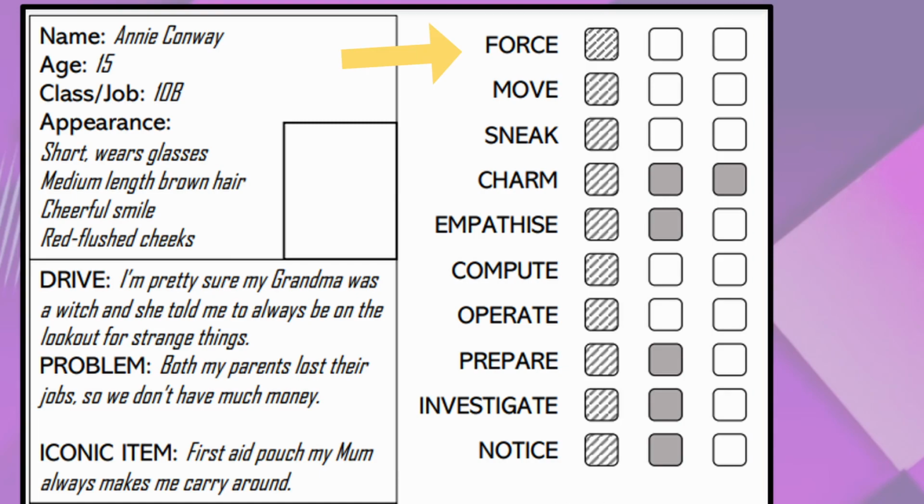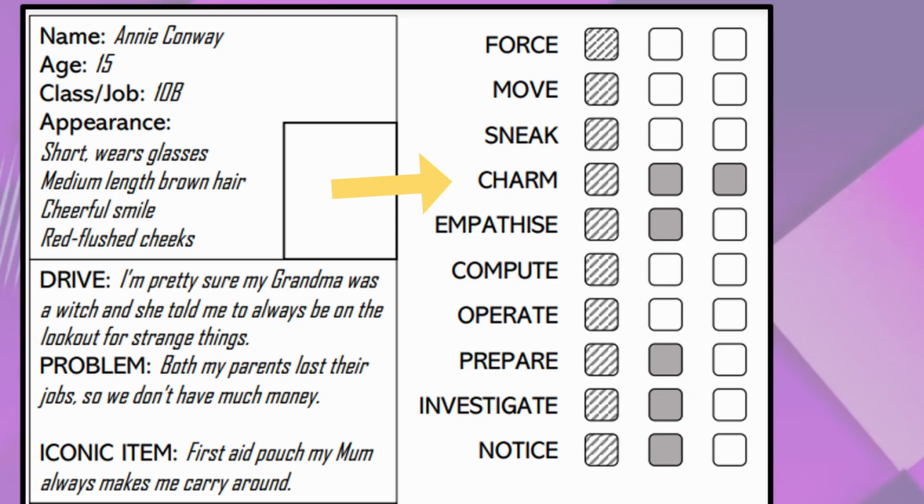Notice Annie has a single box shaded in. This means she just rolls one die as a standard for force actions. She doesn't get any extra ones. She's not very good at force. She's very good at charming people though, and quite good at a few other skills. We'll go over the skills in detail in the next video.